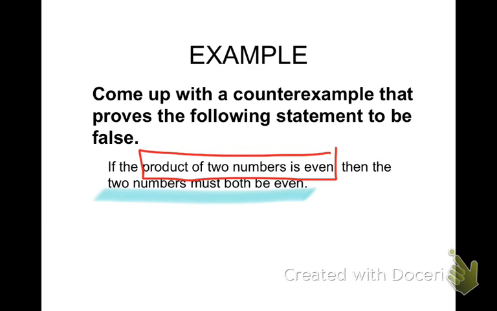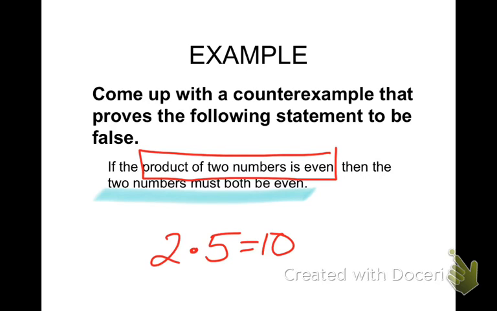Give me 2 numbers that are odd. Oh, would it be 2 and 5? 2 and 5. That would work because 2 times 5 is 10. So 2 times 5 gets us to 10. Is the product of my 2 numbers even in this example? Yes. But is my conclusion false? Are both my numbers even? No. Here I have an even and an odd. So that would work. Why would an odd times an odd not work?